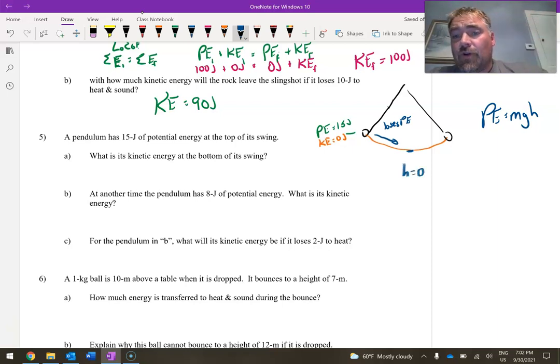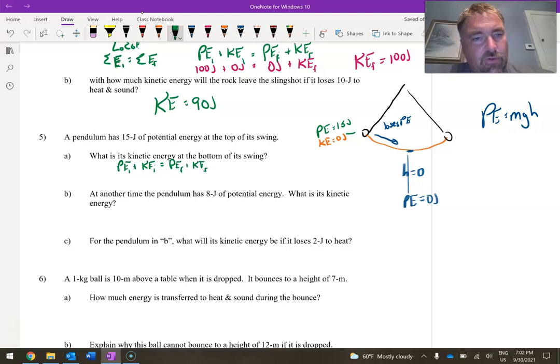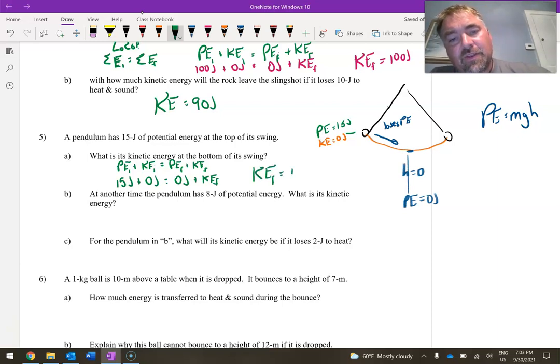And since the h is equal to 0, at the bottom, the potential energy will equal 0 joules. So using our law of conservation of energy, the PE initial plus the KE initial must equal the PE final plus the KE final. I know that I have 15 joules up top in potential, 0 joules in kinetic. Potential energy final is going to be 0 joules plus my kinetic energy at the bottom. So this is KE final. Doing the math here, my kinetic energy at the bottom has to be 15 joules. Again, law of conservation of energy.